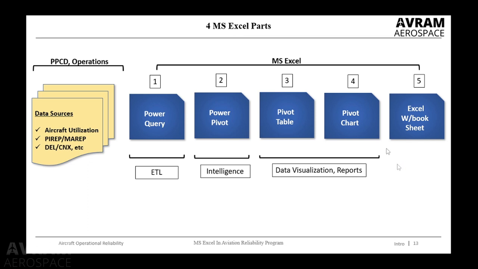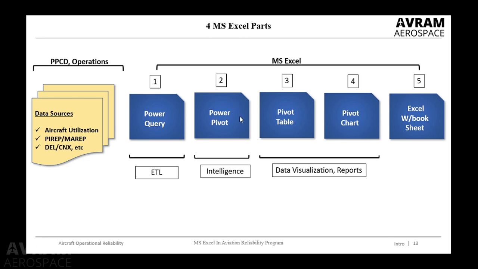What I would like to mention is that all five blocks are very individual, and they can do tasks independently. For example, Power Query, we can extract, transform, and load data, and also send data to Excel workbook. From Excel workbook, we can send data to Power Pivot.